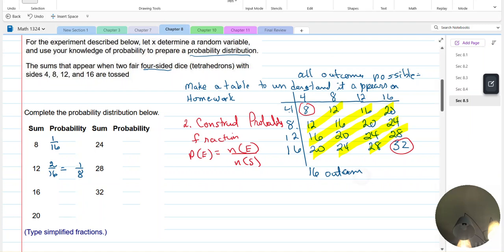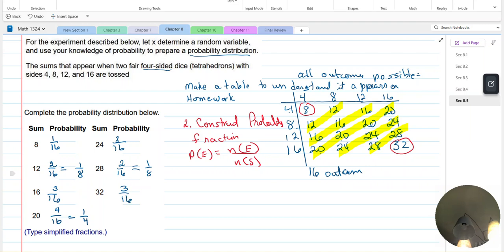On 16, I have 1, 2, 3 out of the 16. I don't think I can do anything with that. On 20, my largest, 1, 2, 3, 4, excuse me, 4 out of the 16. 24, I have 3. I'm so sorry. So sorry. I have 3. And then in 28, I have 2. Should be 3 out of 16, and I put 8. Sorry. Coughing got me, I guess. 32 is the 1 out of 16.